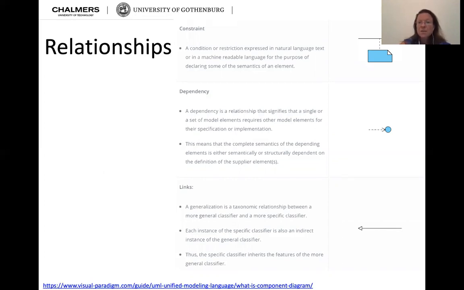That also means that the complete semantics of the depending elements is either semantically or structurally dependent on the definition of the supplier elements. Finally, links. A generalization is a taxonomic relationship between a more general classifier and a more specific classifier. And then each instance of the specific classifier is also an indirect instance of the general classifier. Thus, the specific classifier inherits the features of the more general classifier. So you know generalization from object-oriented programming, same story as in the class diagrams.